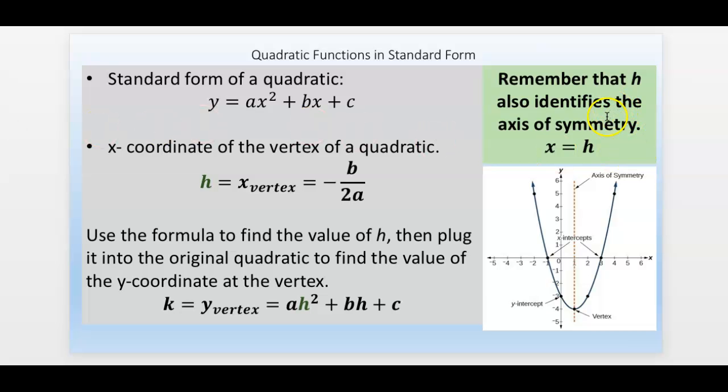Again, remember, h also identifies the axis of symmetry. So the axis of symmetry is also negative b over 2a when a quadratic is in standard form. Once you find h, the x-coordinate of the vertex, just plug h in where x is. Again, h is some number. That's how you find k, the y-coordinate of the vertex. Plug it back into the original equation, and you'll be able to find the y-coordinate of the vertex, or k.